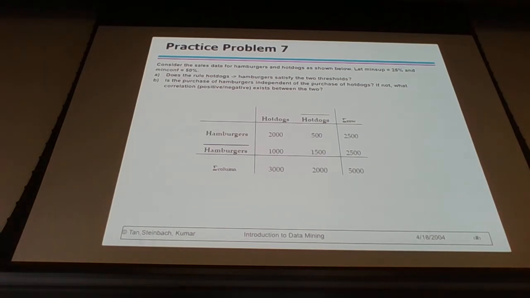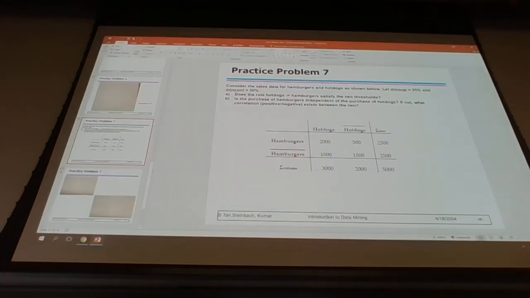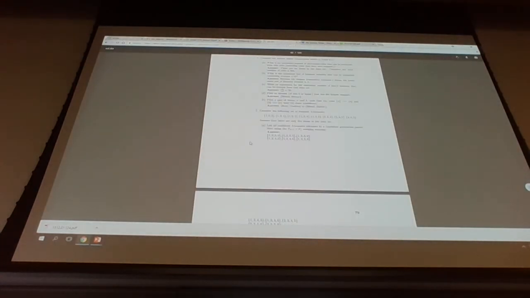Okay, so now let's see, does the rule hot dogs to hamburgers satisfy the two thresholds? What do you think? So what is this saying? How many data points are there where you have hamburgers, hot dogs. Let's go to the book because this problem I think is not correct. This same problem is in the book also. Actually, yeah. Let's go from the book because the slide might be wrong.